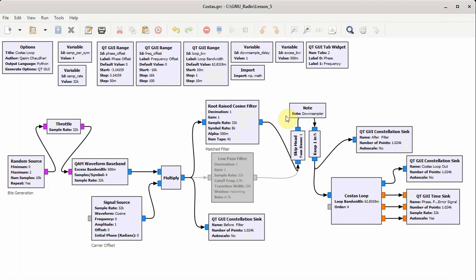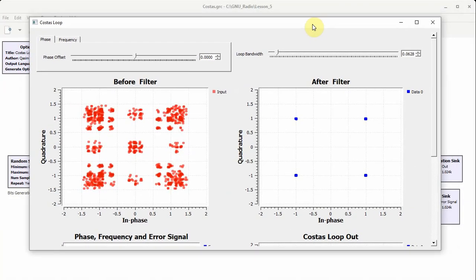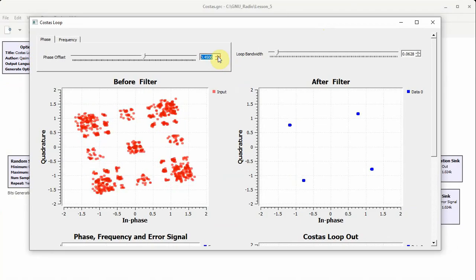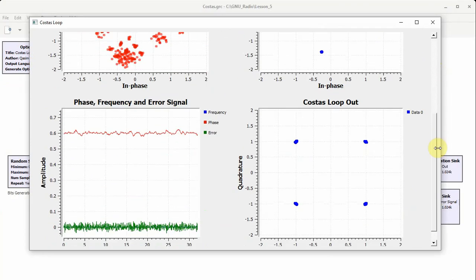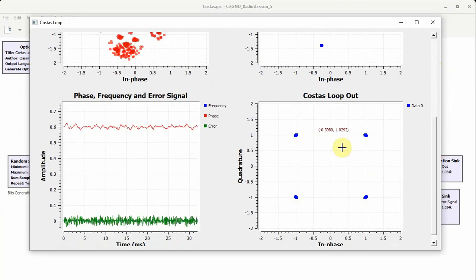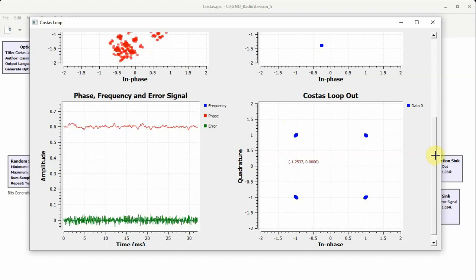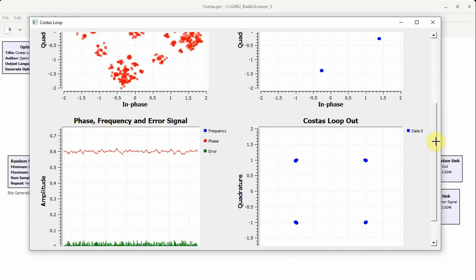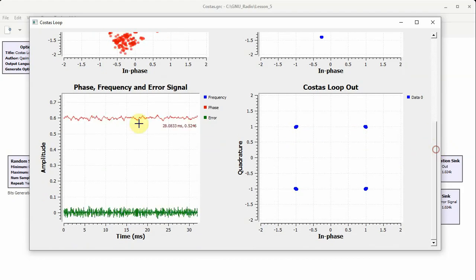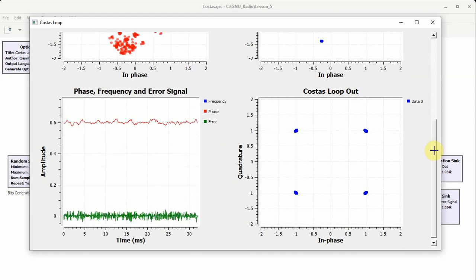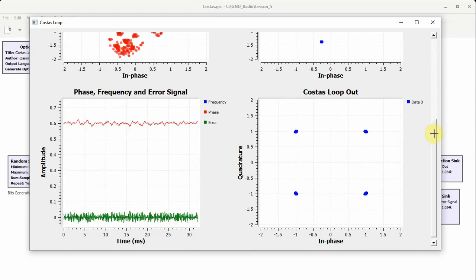Let us change the phase offset now and see the convergence process. As we do that, the constellation starts rotating both before and after the filter. However, we see that the Costas loop locks onto the input phase, so it's producing a proper constellation output. The phase offset here has changed. The error signal is still being generated, and the frequency error is 0.